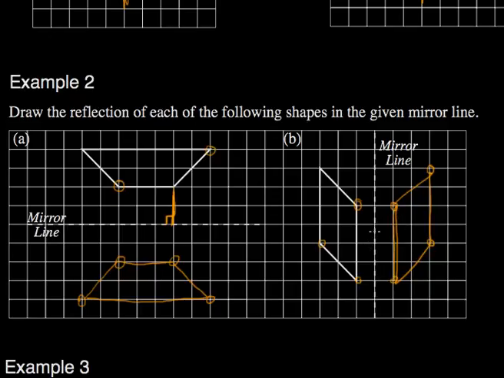You could do this with tracing paper. If you drew that on a sheet of tracing paper and folded it along the mirror line, you could do that to check where your shape is. But I think that's quite a long way of doing it. I think it's easy to count squares.